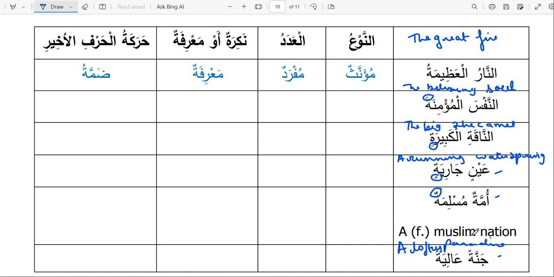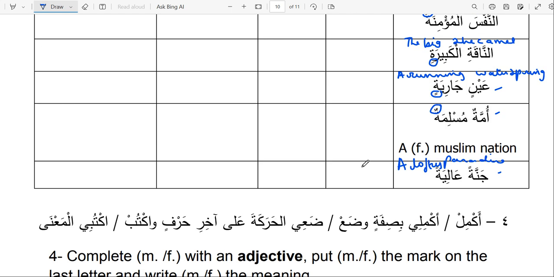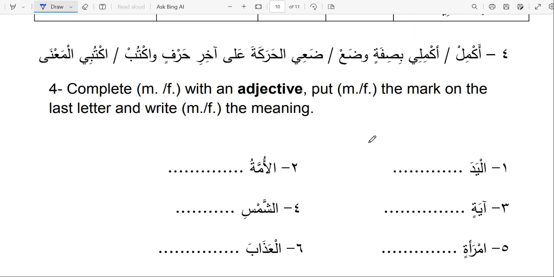Now exercise number 4, what does it have? Akmil means to complete. Complete bi-sifatin with an adjective, right? And da, put. This is for female. Put haraka. Haraka means signs. Signs على آخر, on the last letter. And write ma'na, the meaning.